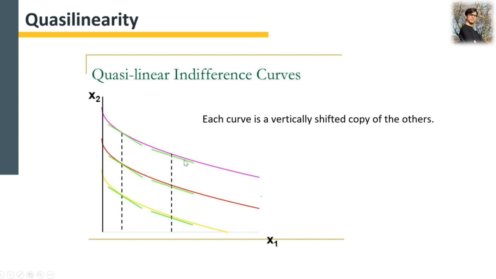So these are the concepts we talked about: indifference curves and their properties, marginal rate of substitution, homotheticity, and also quasi-linearity of the preference relation. This is it for this video, and let's continue our discussion of consumer theory, specifically utility maximization, in the next video.